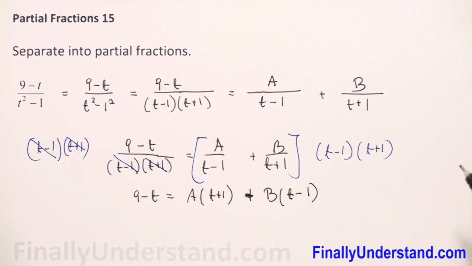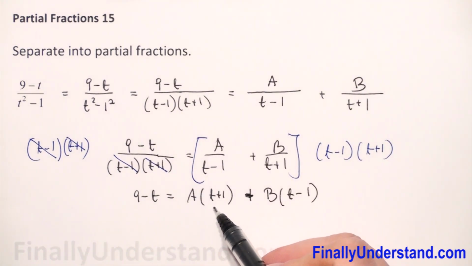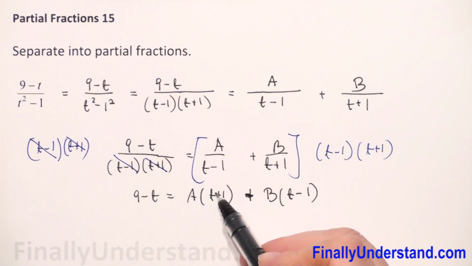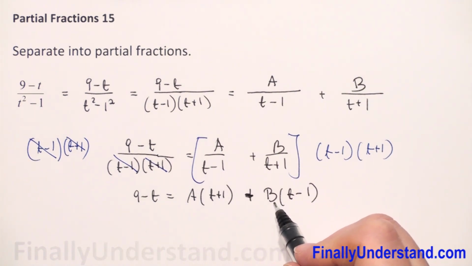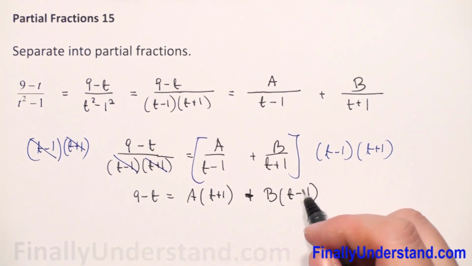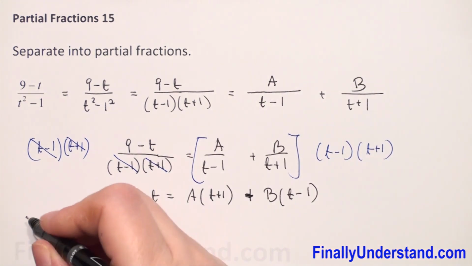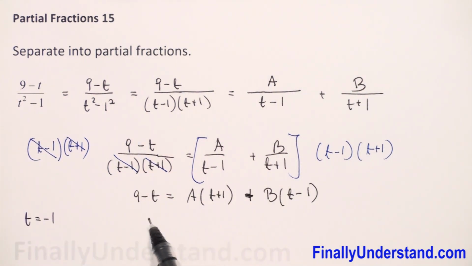And next, to find a and b, the easiest way, in my opinion, is to check the parentheses on the right side. What will happen when this is 0, when t is negative 1? Then we will have 0 here, so we will have only one unknown. And for t equals 1, the second term will reduce. So first, let me substitute t by negative 1 in both sides of our equation.